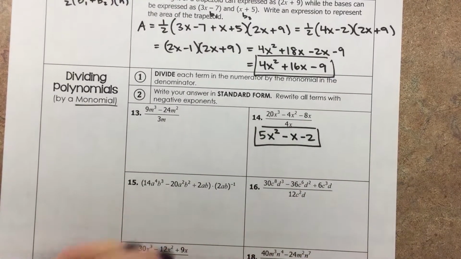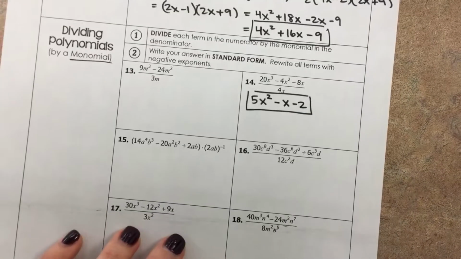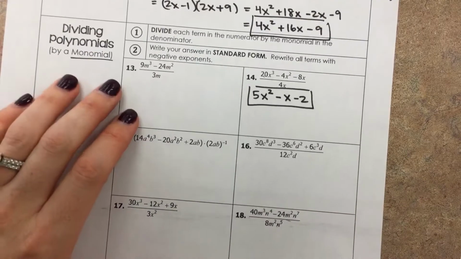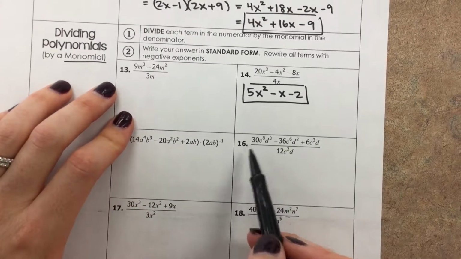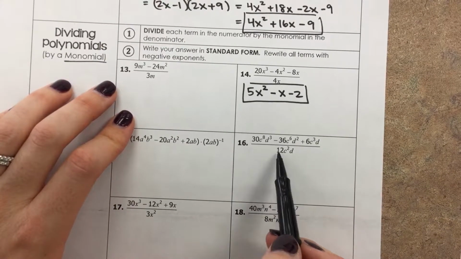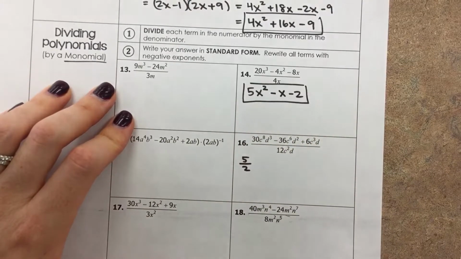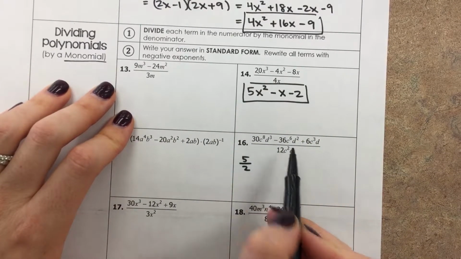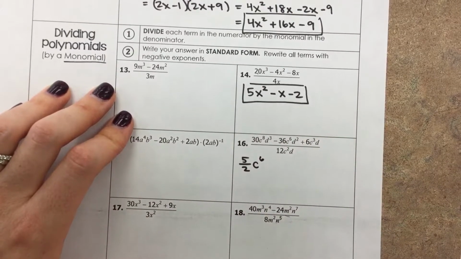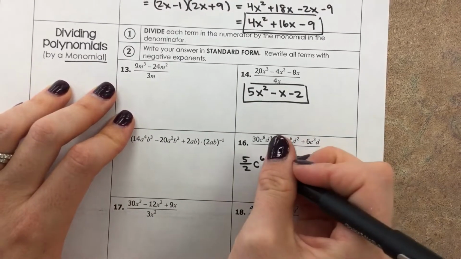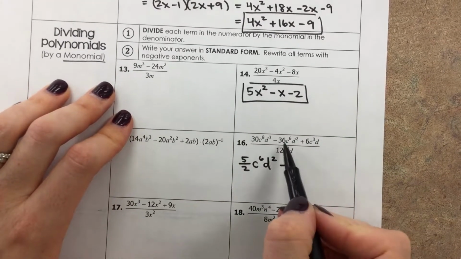We're going to do the evens down here. So we're going to do 16 and then finish off with 18. So just one by one, we divide these. So 30 over 12 doesn't really divide, but it can reduce. We can reduce it down by 6, so 30 over 12 reduces down to 5 over 2. C to the 8th over C to the 2nd, we subtract, and we get C to the 6th. D to the 3rd over D would be D squared.